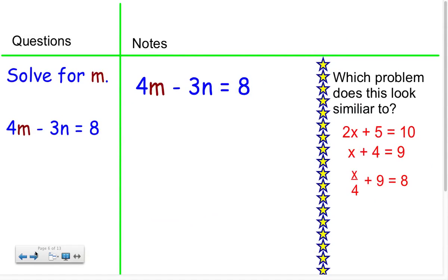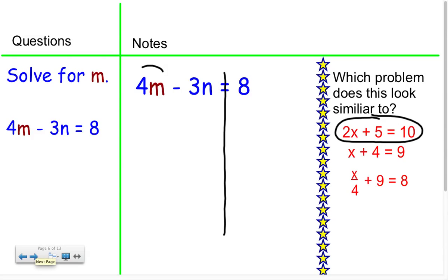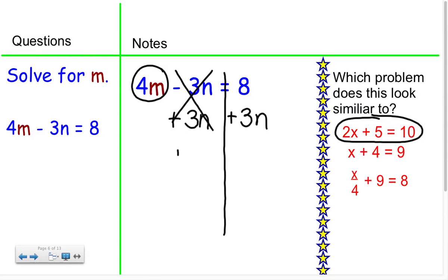All right, solve for m. This one is just like the last one. So that means it's just like this couple and third wheel problem. If I'm solving for m, that's my couple, so I'm going to circle the 4n. That means my third wheel is the negative 3n. To get rid of it, I'm going to add 3n to both sides. These make 0. Bring down the 4n.